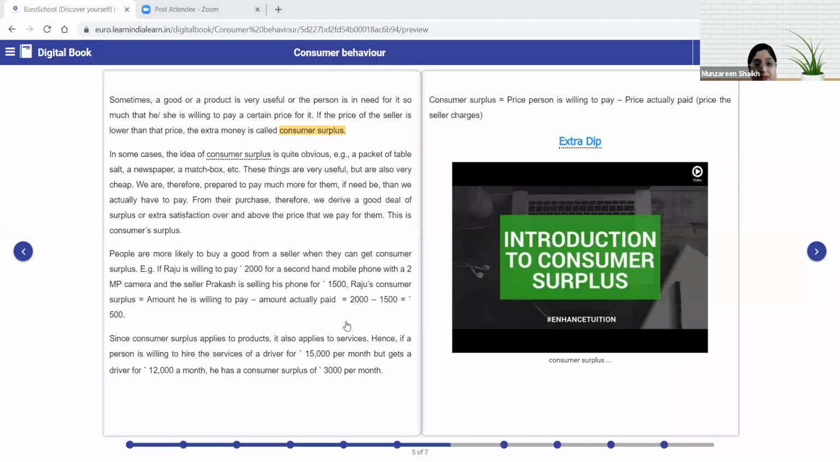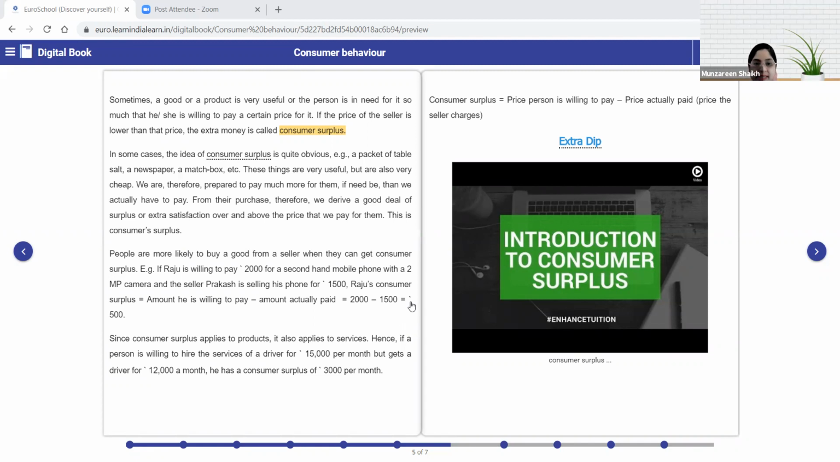For example, let's take the same name, Raju. He wanted to hire a driver for 15,000 rupees per month. But he actually gets a driver who is ready to do the same job for 12,000. So now Raju is saving how many rupees per month? 3,000 rupees. So this 3,000 rupees will be called what? Consumer surplus.